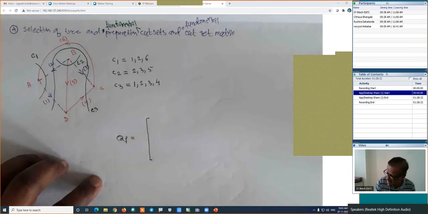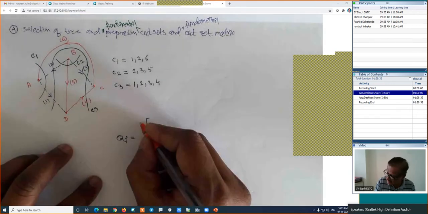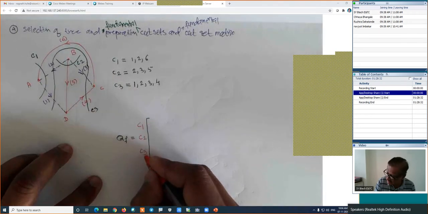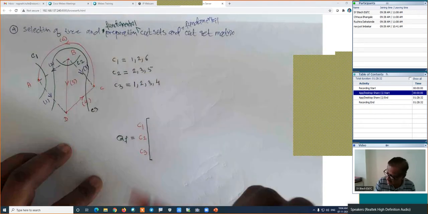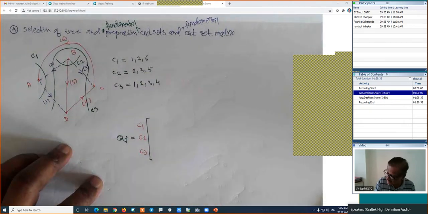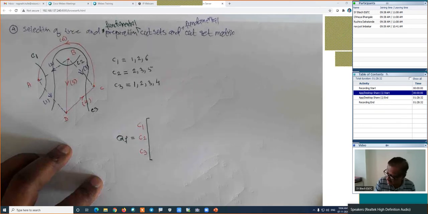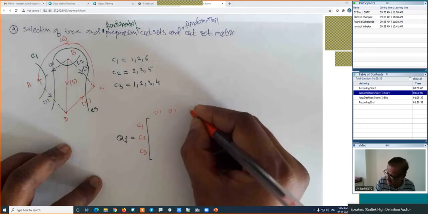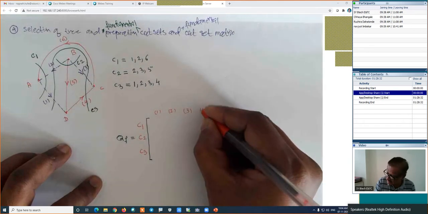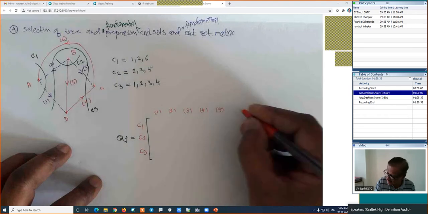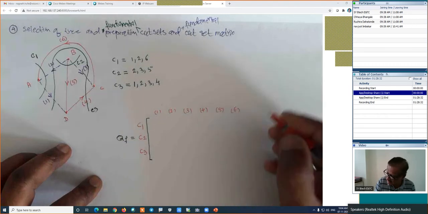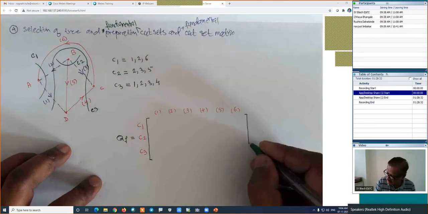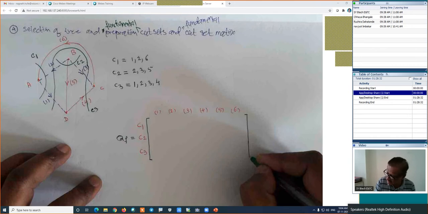How is this fundamental cut set matrix? The rows of the matrix are nothing but the cut sets. We have the 3 cut sets, C1, C2, C3. These are the 3 rows. Then what are the columns? Columns are nothing but the branches. Branch number 1, branch number 2, branch number 3, branch number 4, this is the branch number 5, and finally it is the branch number 6. Here we have the 6 branches. That's why we will have 6 columns in this particular matrix.